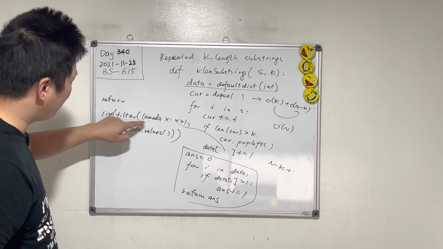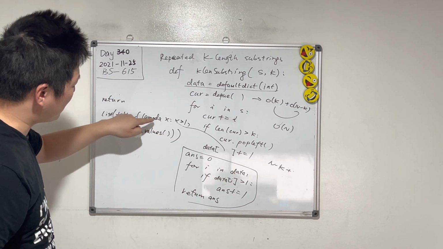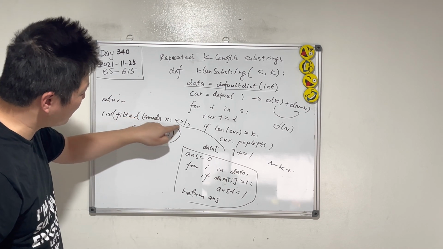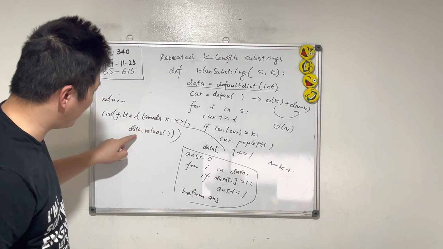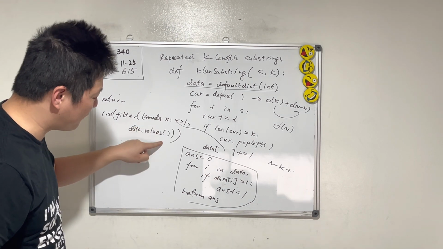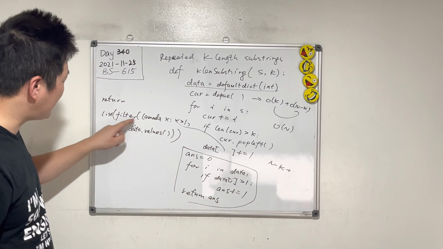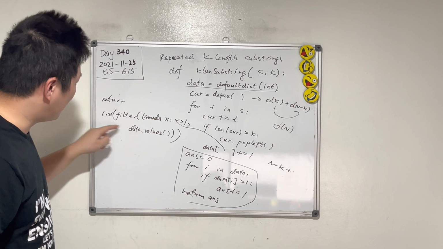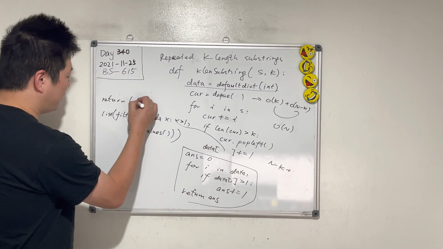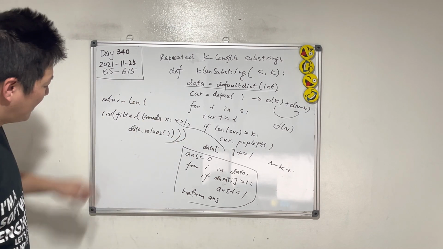Look, the filter's first argument takes the function, or lambda function. We want to find out how many are bigger than 1, and these are from data dot values, because if the value is bigger than 1, it appears more than once. Then this is the filter, and we want to find out the length, so we put the length of it. Yeah, this is one way.